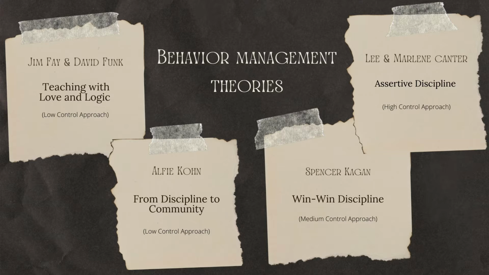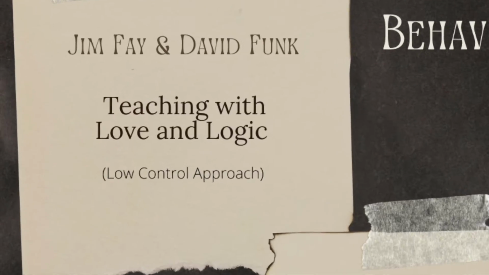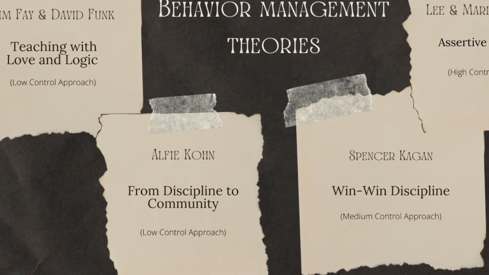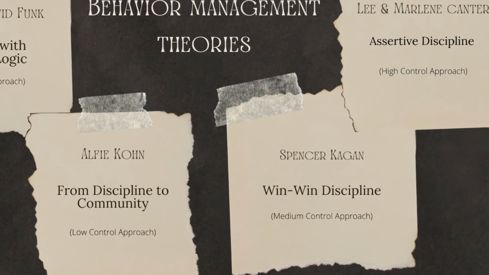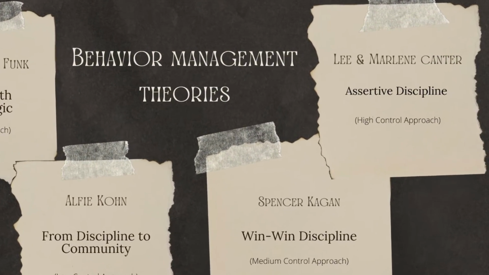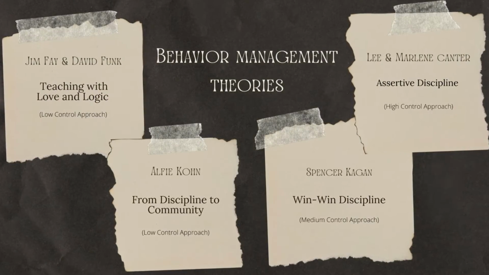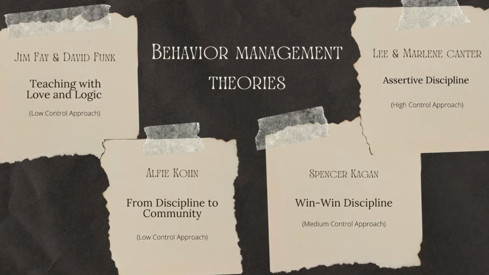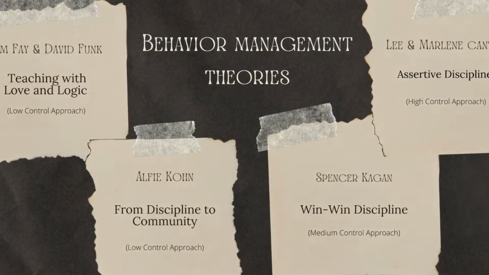After doing some research, I discovered that there are several theories and approaches out there that teachers can apply in their classrooms. For example, there is Jim Fay and David Funk's theory, Teaching with Love and Logic, Alfie Kohn's From Discipline to Community theory, Spencer Kagan's Win-Win Discipline, and a higher control approach, Lee and Marlene Canter's Assertive Discipline. We will not have time to discuss all of these theories in detail today, so I encourage you, if you are interested, to research some of these theories outside of class.